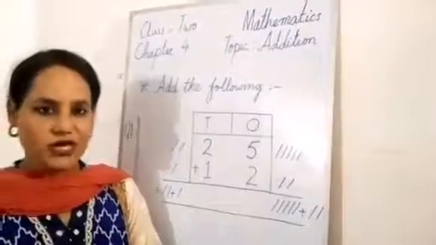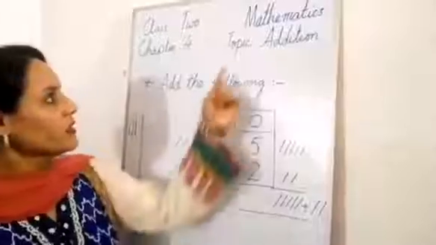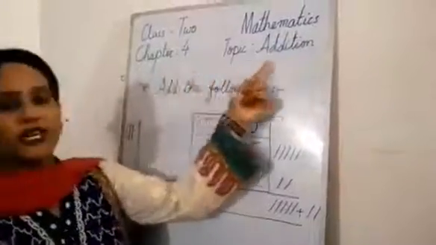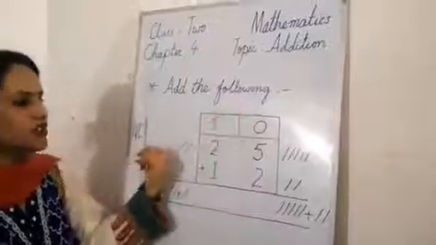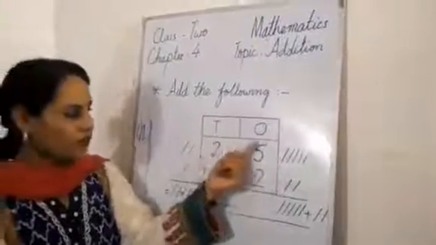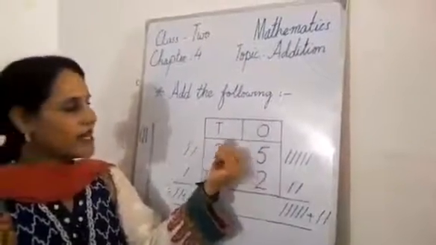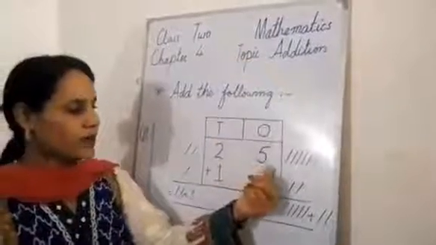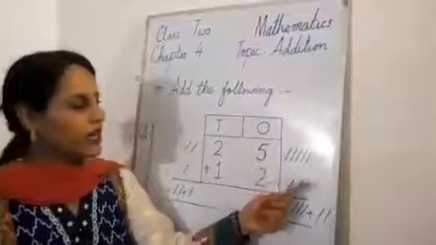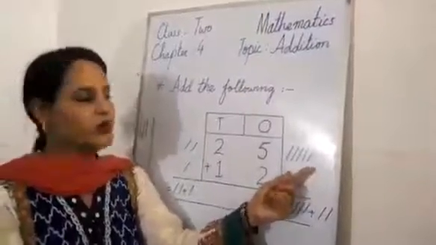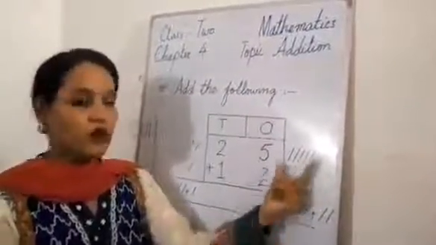Today we are going to start our new chapter 4, topic addition. Add the following. We will do question number 1. Here is ones and tens. We will add 5 plus 2. I draw some lines for you and we will add these lines all together.